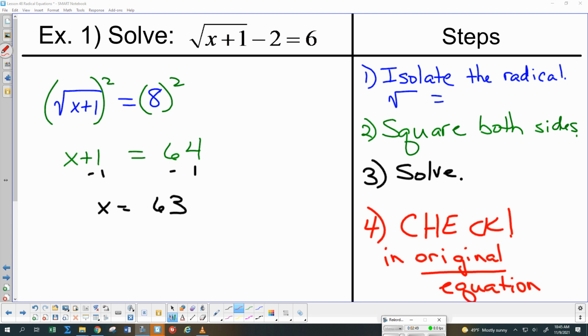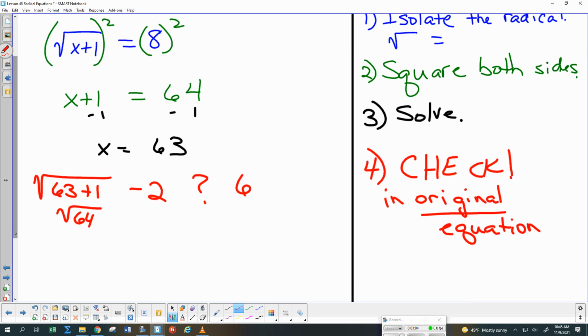So we're going to come back up here, and we're going to do the square root of 63 plus 1 and then minus 2, and we are hoping that that equals 6. So square root of 64 is how much? 8 minus 2, is that 6? And then we always put a check mark to show yes, it worked. So anybody with a question on that example? A couple more examples.